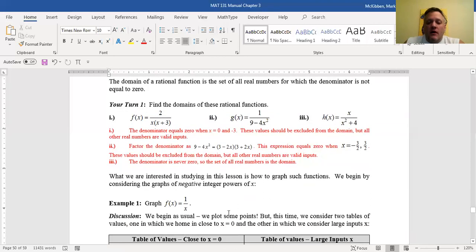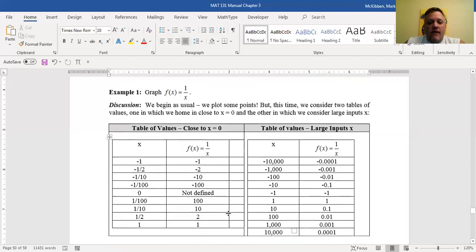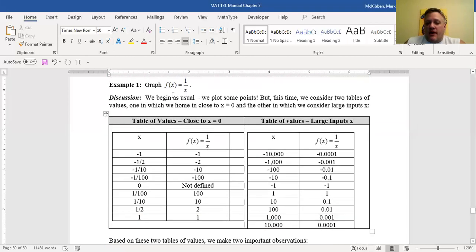For the first one, there are two things to consider. We know that 0 is not in the domain, but we want to get as close to 0 as we can to understand what the graph is doing. So I have a table of values where the inputs are getting closer to 0 from both sides, and I want to get points on the graph for those x values. I also want to understand what happens as x gets very, very large in either direction, and that would explain this table.